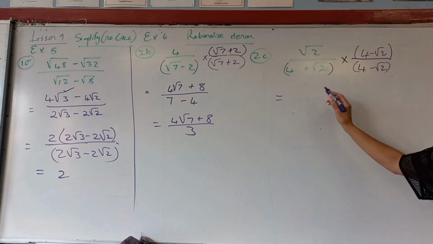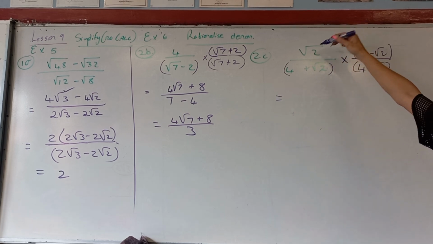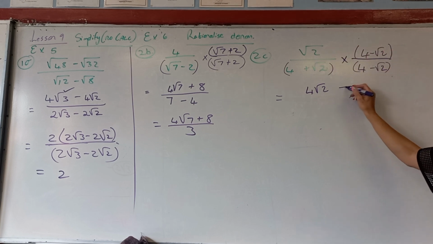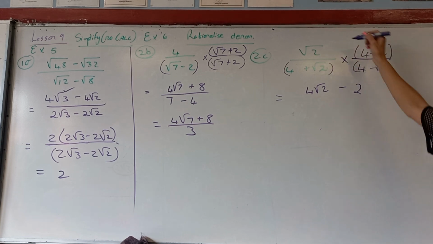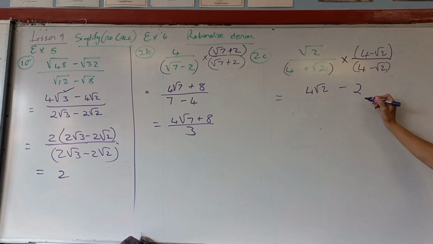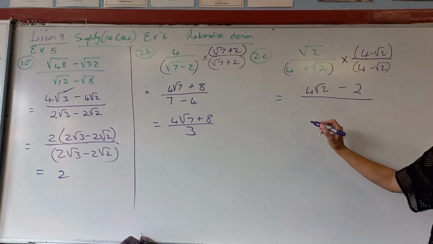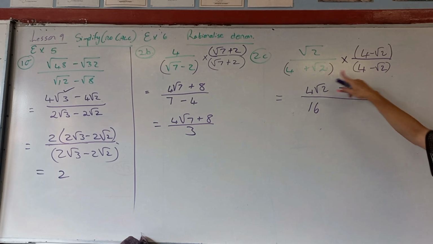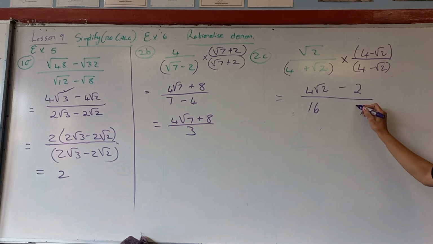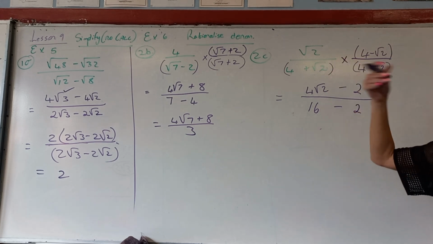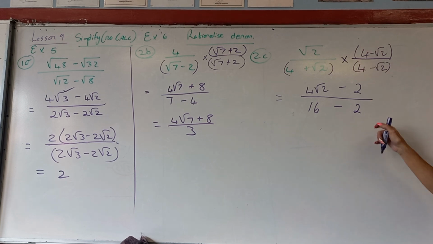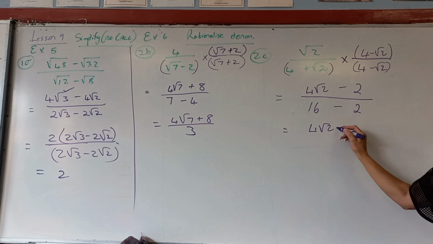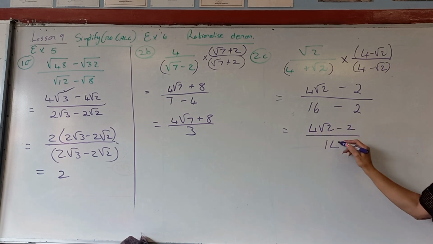So we have, let's start with the top. We will have 4 root 2 minus 2, because root 2 times root 2 is 2. Bottom, 16, because 4 times 4 is 16. Root 2 times root 2 is? Minus 2. It's actually root 4, right? Then that becomes 2. And so the answer is 4 root 2 minus 2 over 14. That's it.